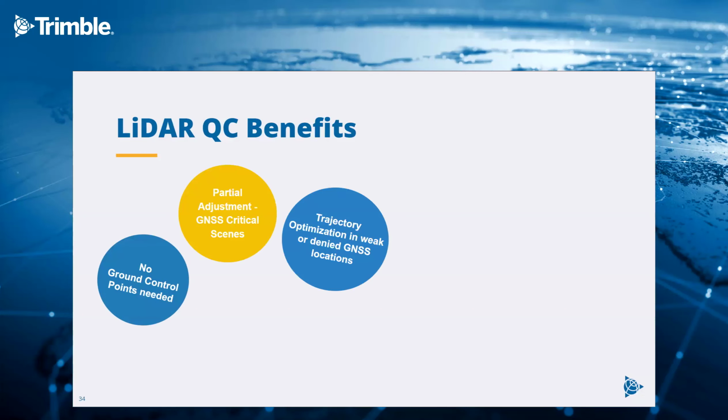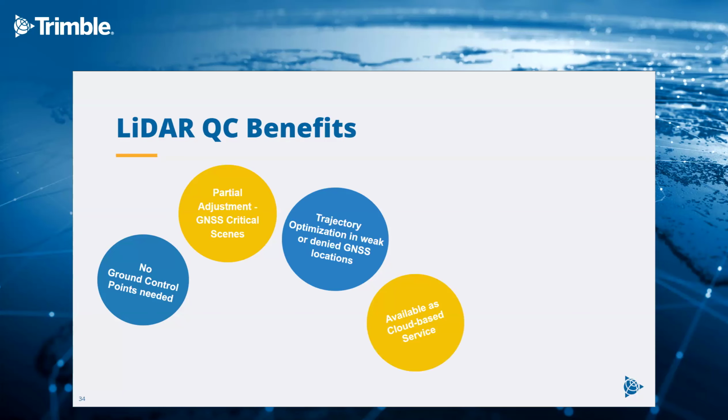The trajectory optimization benefits mostly, obviously, in weak or denied GNSS locations. If you're in open sky, in a perfect environment, the impact is obviously not as big as if you are exposed or subject basically to GNSS outages.